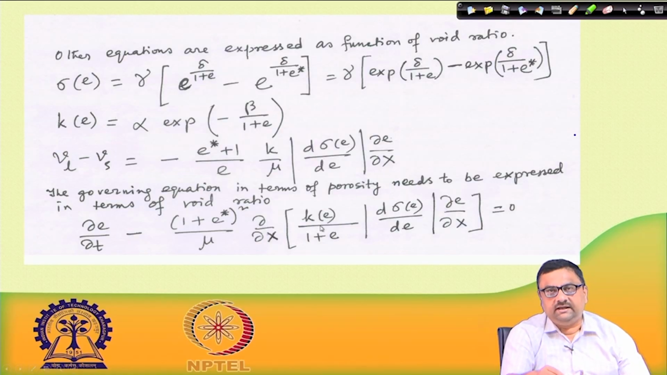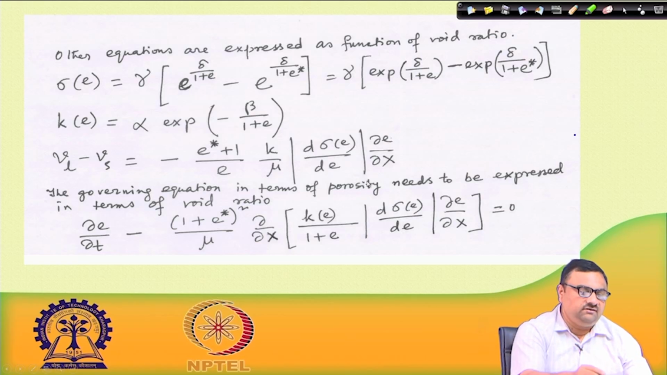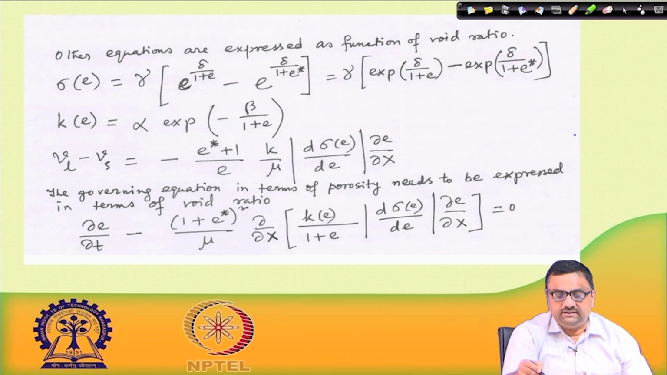Now, K is expressed as a function of E already. It was originally a function of U and it has been changed to K as a function of E. Del sigma del E, the sigma is already expressed in terms of E, so you can take a derivative of it and find out what d sigma d E is. And then there is del E del X.